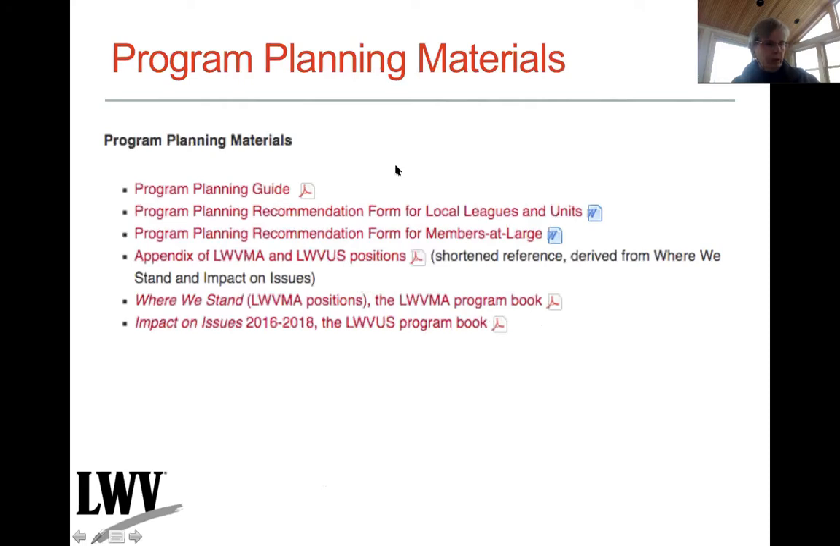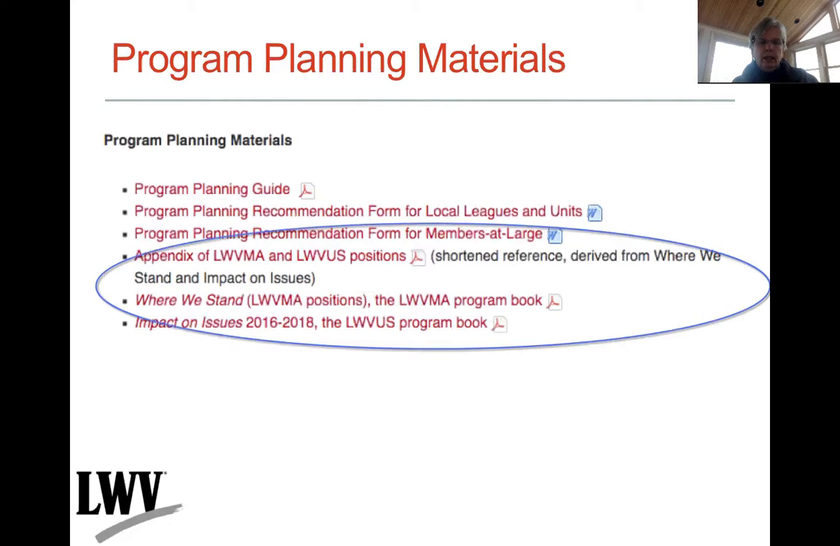This is what the program planning section of the web page looks like with the materials. You'll want to download the guide and follow the instructions, most of which I'm going over today. You should also download one of the forms, depending on whether the league is reporting or a member at large is reporting. And then these last 3 items will take you to the actual positions, all available by link to PDFs. The appendix is the one we looked at earlier, and the other 2 are more detailed.